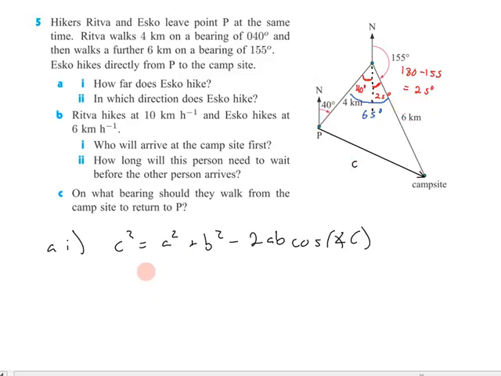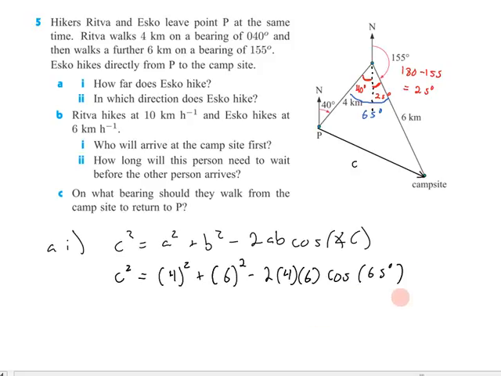So we can now solve for side C by plugging in. C squared is going to be A, that's 4 kilometers, plus B is 6 kilometers. And remember, it doesn't matter which is which. Those 2 sides are equivalent. Take away 2 times 4 times 6 times the cosine of 65 degrees. 65 degrees is not a major angle that we need to have memorized, so we're not going to be able to do this in our head. We have to do this with a calculator.